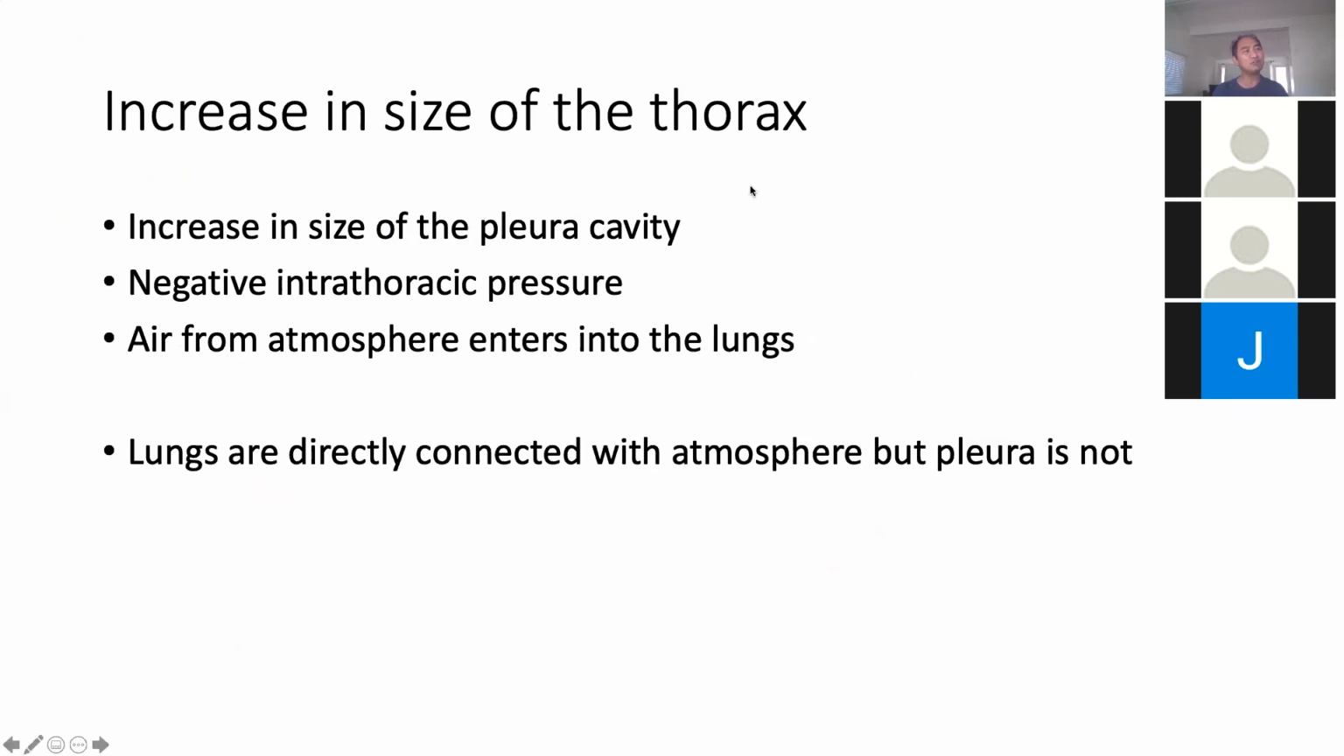So increase in size of the thorax. Once we contract the diaphragm and the external intercostal muscles, the thoracic cavity size increases. Increase in size of the thoracic cavity increases the size of the pleural cavity and creates negative intrathoracic pressure. Air from the atmosphere can enter into the lungs.